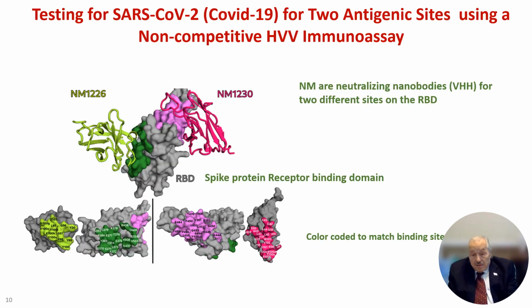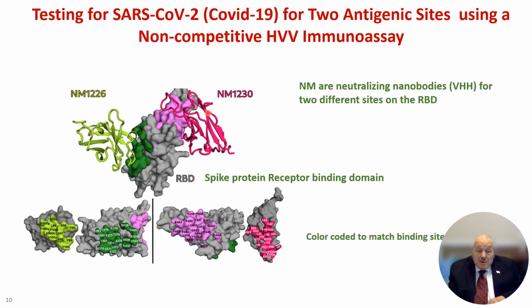And even with that small portion for the receptor binding domain, they could develop two different nanobodies that bind to different parts of the spike protein receptor binding domain, and these antibodies are said to be neutralizing, meaning they will eliminate the virus, not just like we make antibodies to COVID, but we still retain some COVID in our bodies. The color codes here are just to match how they bind to the immunoassay.